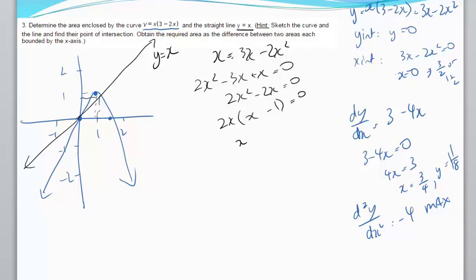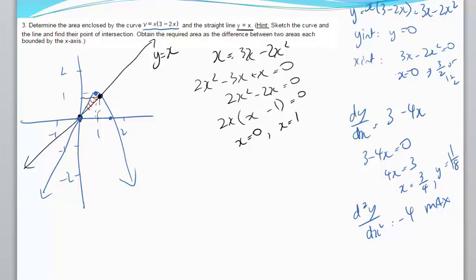So here when x is equal to 0, we're going to have these points meet. And also when x is equal to 1. So our point here at (1, 1), they also meet. So we want to find our area enclosed between the curve and the straight line. So we're finding this area between them both here.